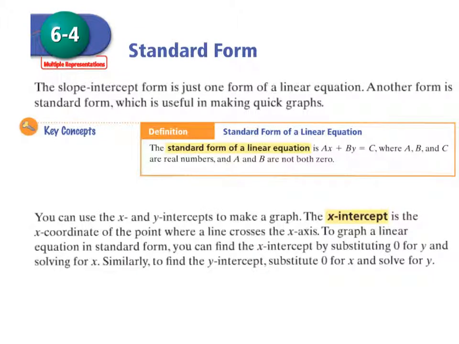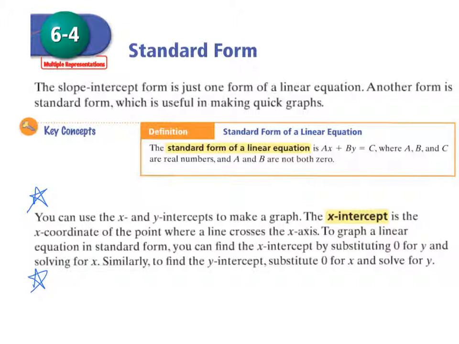All right, now I actually think this is almost more important than your key concept. This is how you're going to graph using x and y intercepts. Now let's think about it. The y-intercept you already know. The y-intercept is where the graph does what? Crosses the y-axis. The x-intercept is going to be the same thing, where the graph crosses the x-axis. So in this problem, you can use the x and y intercepts to make a graph.